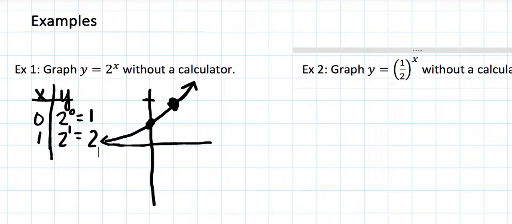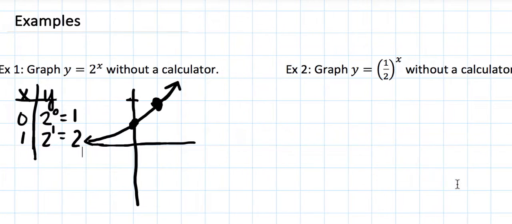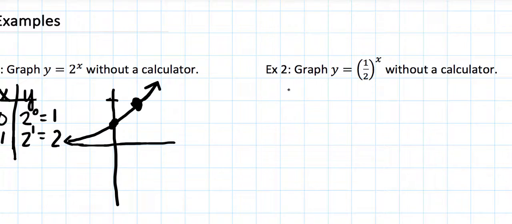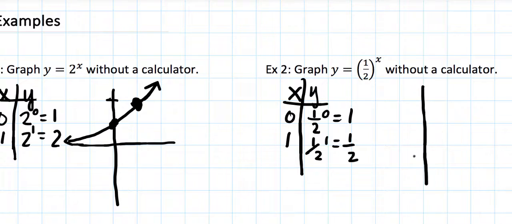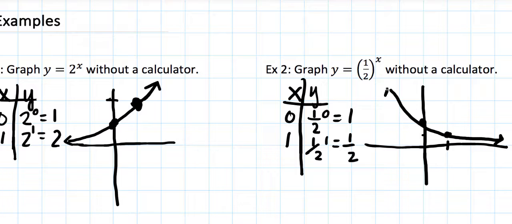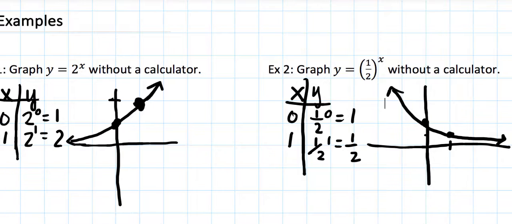We can do the exact same thing in this second example for y equals 1/2 to the x. We're just going to make an xy table, plot some points. So again, I'll just choose 0 and 1. If I evaluate 1/2 to the 0 power, I get 1 again, and 1/2 to the 1 power, I get 1/2. So we're just going to plot those points, and then knowing that this is an exponential decay curve, I know generally what it should look like. After I plot my 2 points, I can connect that smooth curve so that it has an asymptote at the x-axis and it falls from left to right.